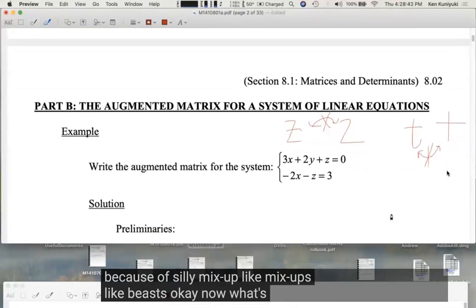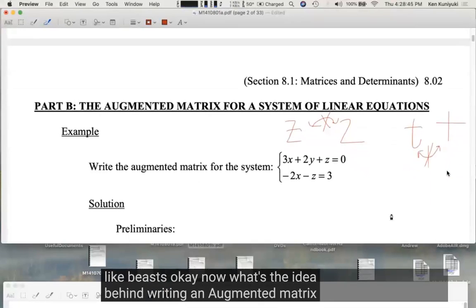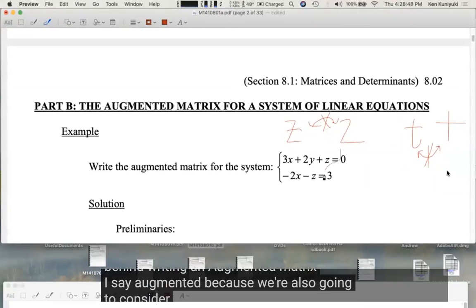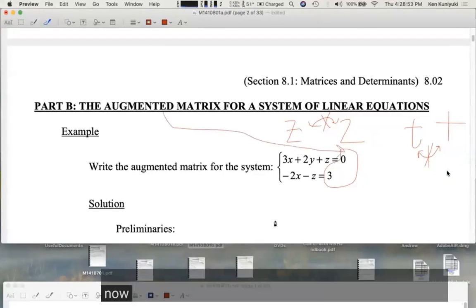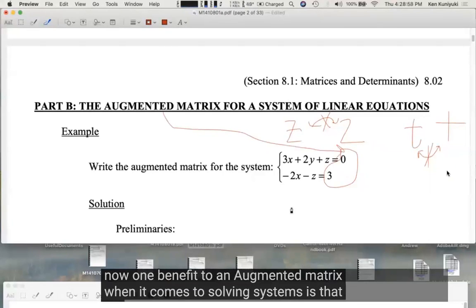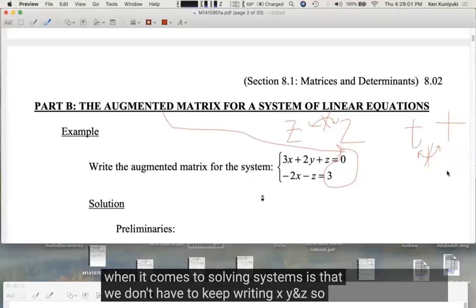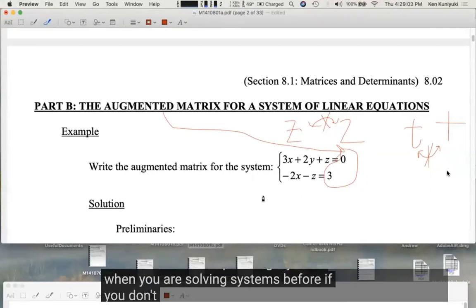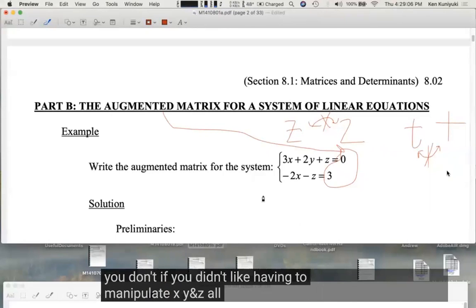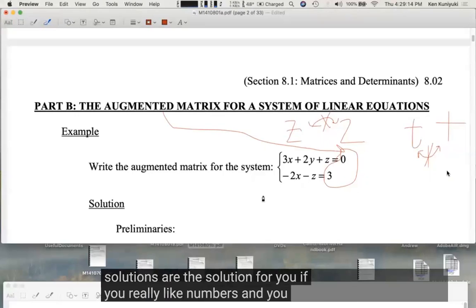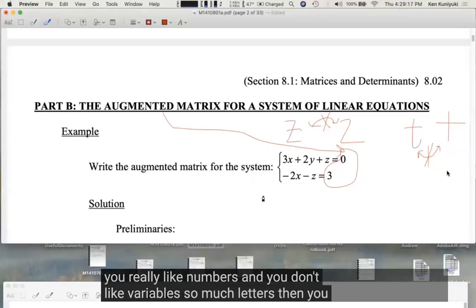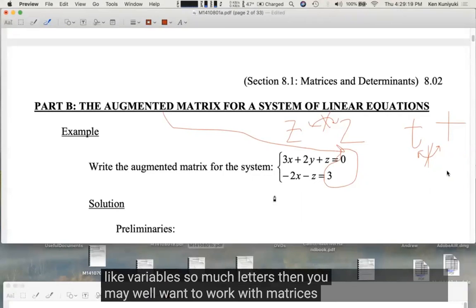Okay, now what's the idea behind writing an augmented matrix? I say augmented because we're also going to consider the right-hand sides here. Now, one benefit to an augmented matrix when it comes to solving systems is that we don't have to keep writing x, y, and z. So when you were solving systems before, if you didn't like having to manipulate x, y, and z all the time, if you really like numbers and you don't like variables so much, letters, then you may well want to work with matrices.